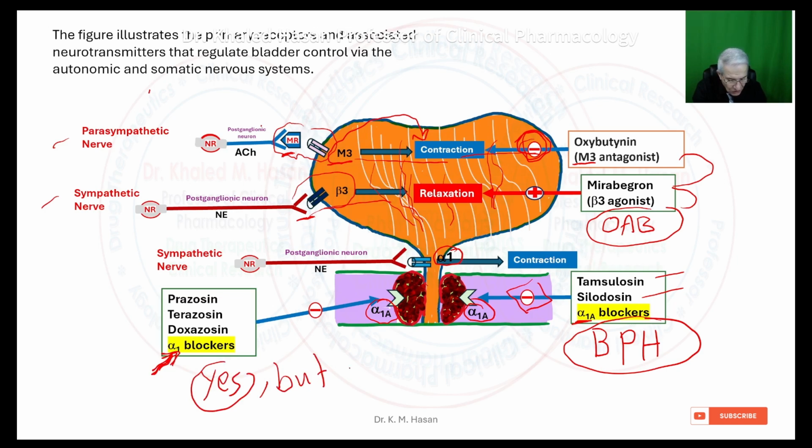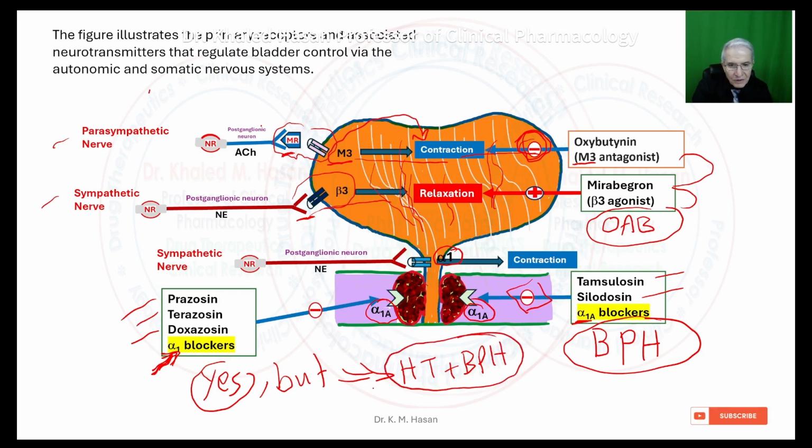What does that mean for us? This group of medications, prazosin, terazosin, and doxazosin, will be ideal for patients suffering from hypertension plus benign prostatic hypertrophy. So this will be great for patients with these two conditions. What about the other group? You are going to see a patient in the clinic with benign prostatic hyperplasia, but the blood pressure is normal.